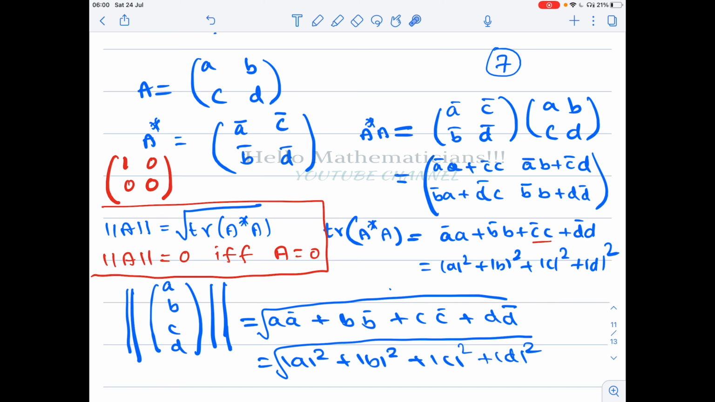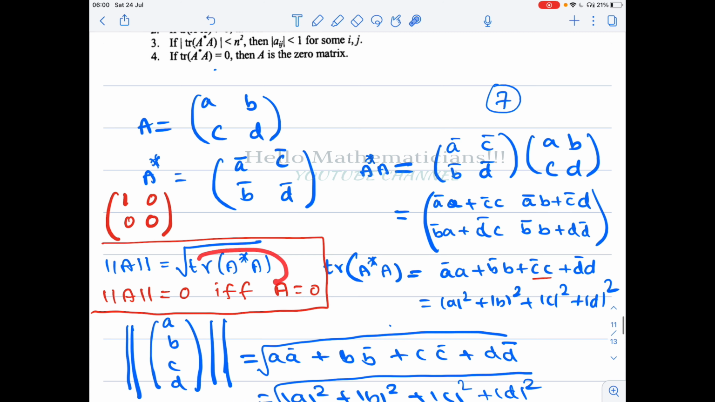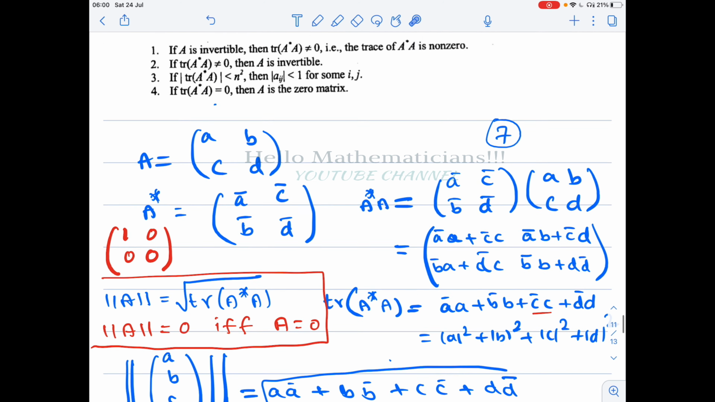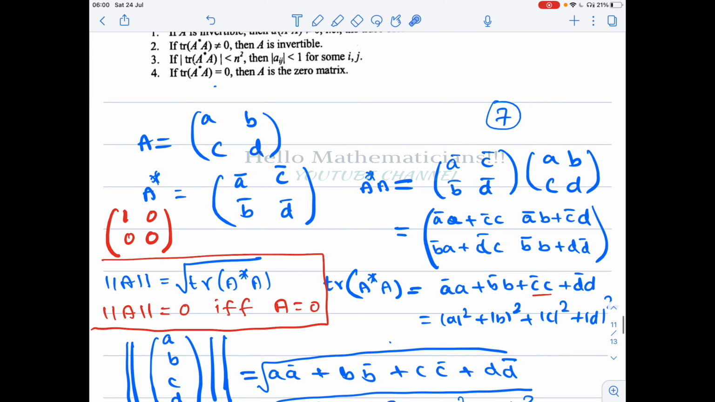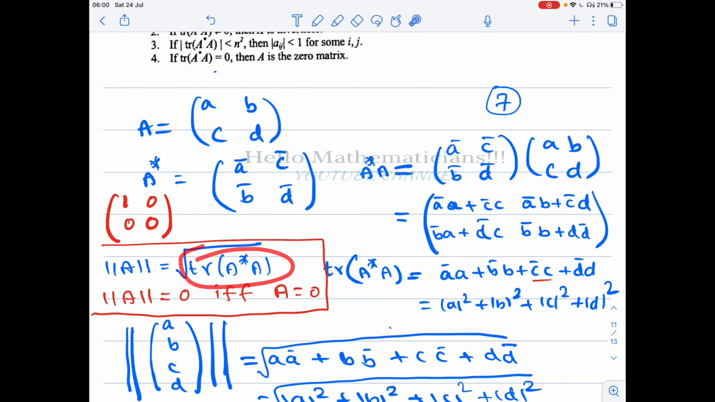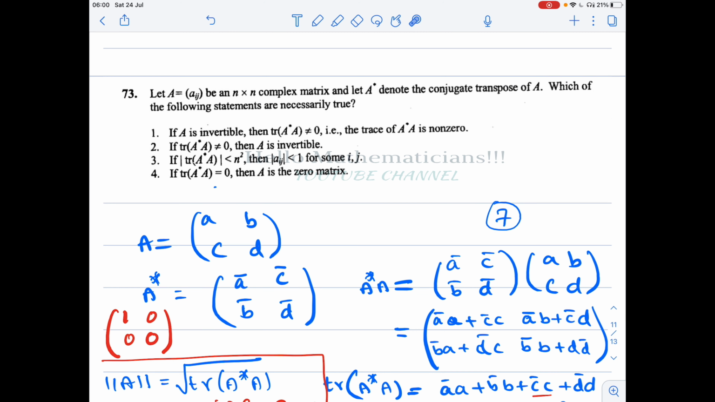Now using this observation we can do the problem. If you already know that trace of A star A defines a norm, then you can immediately do this problem. Given you know this is a norm, there are other questions also in the CSIR problems asked regarding this quantity, and now you can answer them also. So let's try this problem.